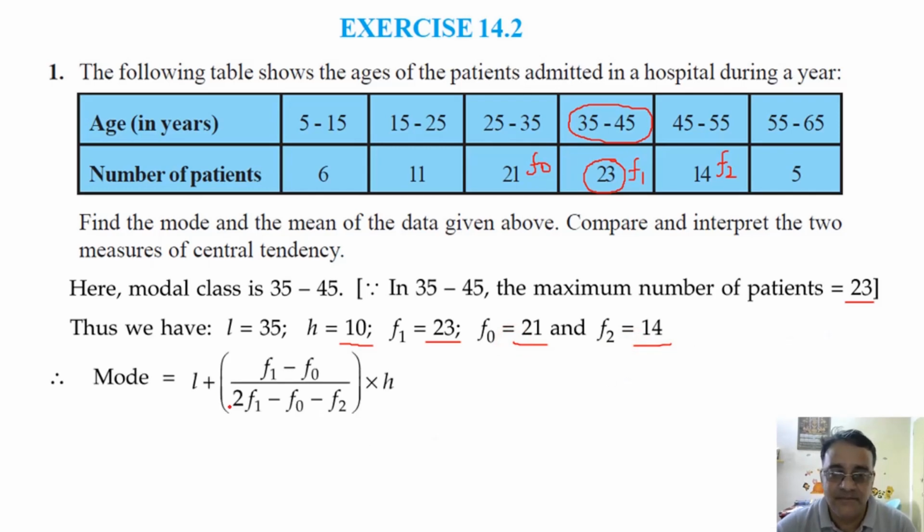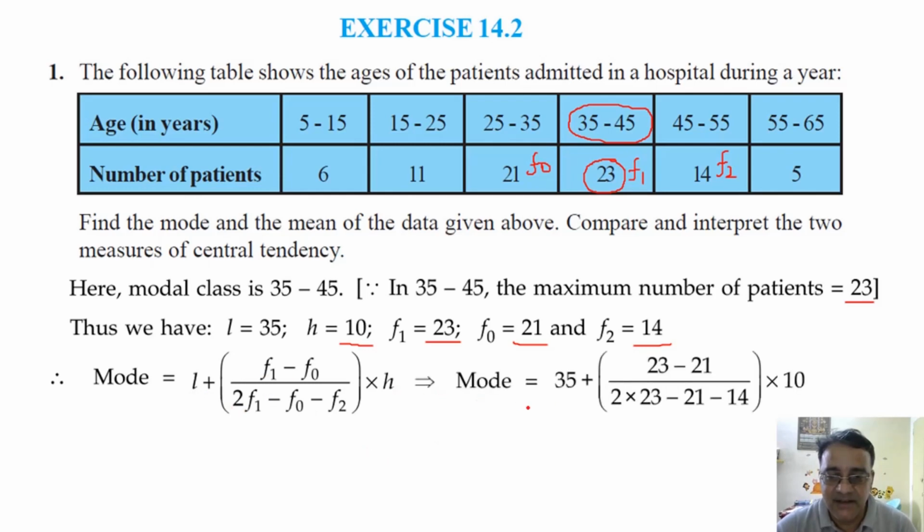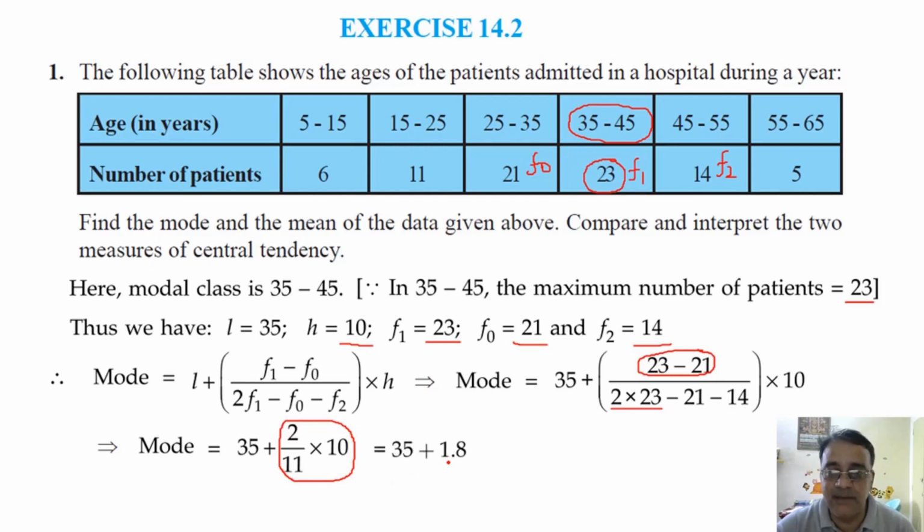Substitute. So 35 plus 23 minus 21 upon 2 into 23 minus 21 minus 14, into 10. The denominator will become 46 minus 35, which is 11, and the numerator will become 2. So 35 plus 2 by 11 into 10. So 20 by 11, if you solve, you will get 1.8 approximately. So the final answer is 36.8 years approx.